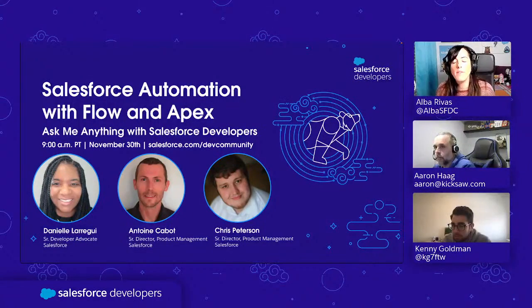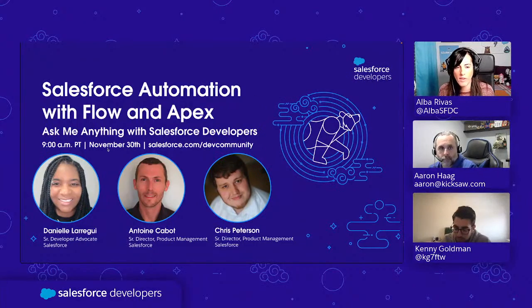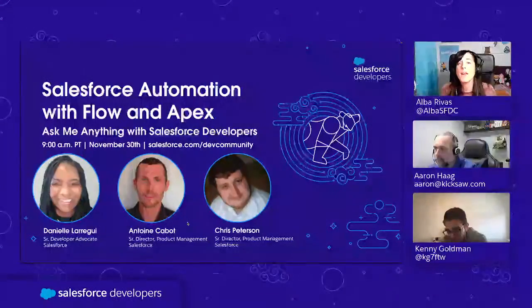Okay, so I've been talking about an Ask Me Anything session that we are going to have in this automation month. It's going to be on November 30th. I thought it was November 29th, but it's November 30th at 9 a.m. PT. The host is going to be Daniel Larregui, who is another developer advocate like myself. And then we're going to have Antoine Cabot, who is a senior director for product management for Flows, and also Chris Peterson, who is also a senior director for product management, but for Apex.